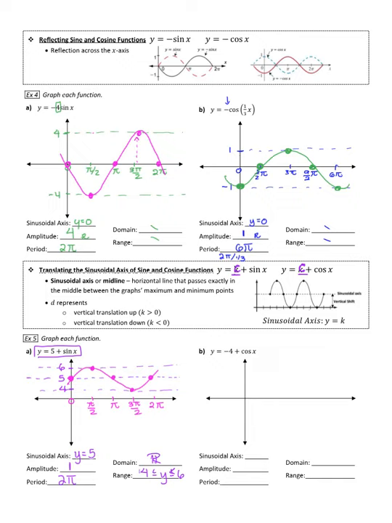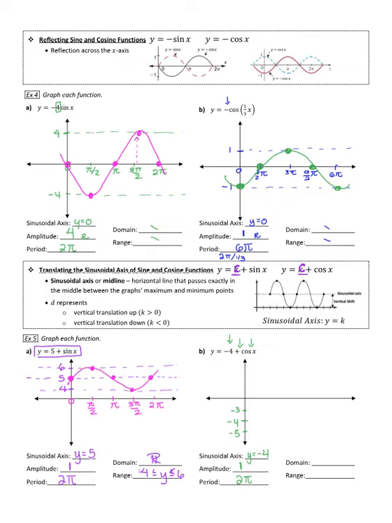Now my new sinusoidal right here is going to be y equals -4. My amplitude is still 1. My period is still 2 pi because there's nothing right there, just a 1 in front. Domain, well, let's label my x-axis now. My new sinusoidal's here at -4. Since my amplitude is 1, I'm going to come up to -3 and down to -5. So you always add and subtract the amplitude to whatever sinusoidal is.